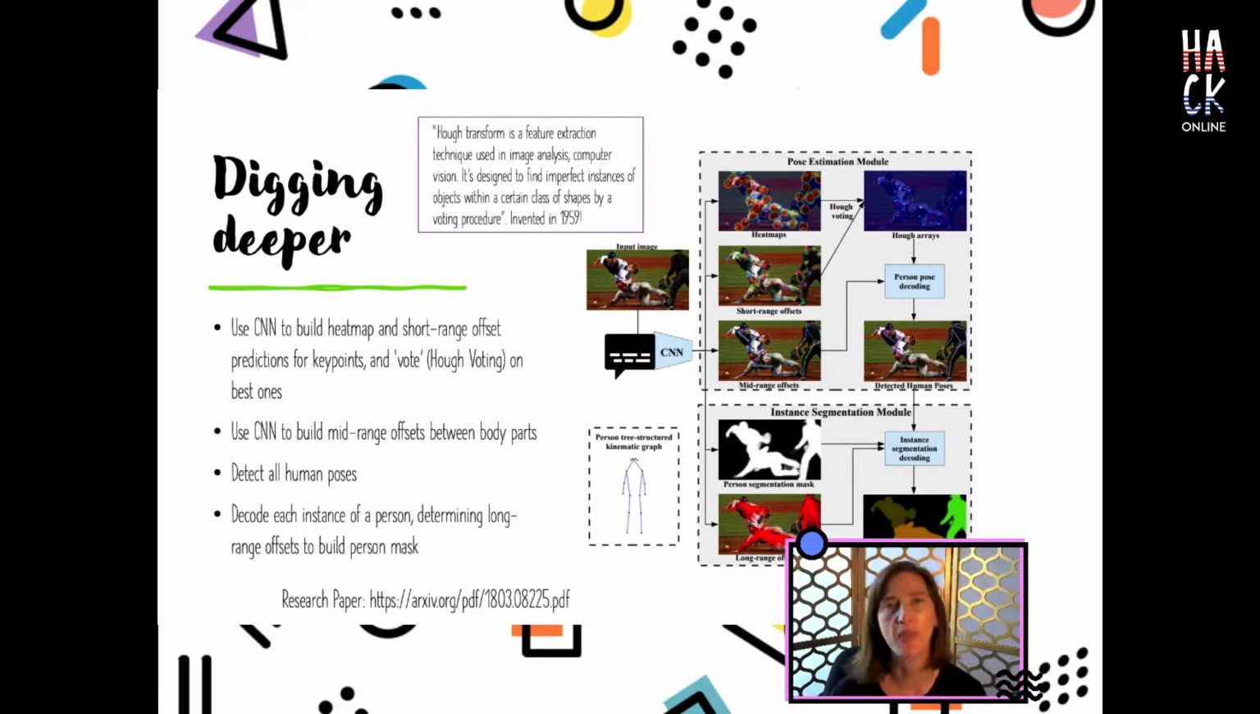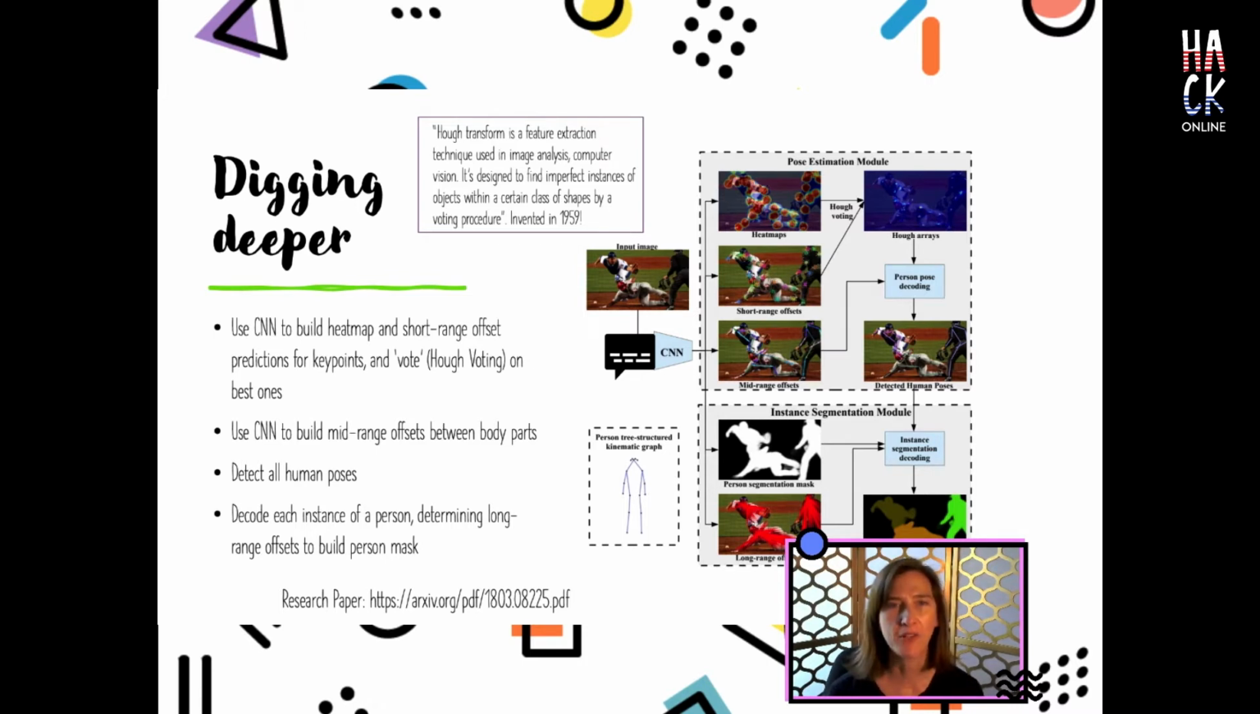And let me just make a note that it's interesting to take a look at Hough arrays and Hough voting. These are based on Hough transform algorithms, which is a feature extraction technique used in image analysis and computer vision, and it's designed to find imperfect instances of objects within a certain class of shapes by means of a voting procedure, and it was actually invented in 1959 and I believe patented in 1962, so it's been around a long time. And it's really interesting to see how these older technologies are being kind of used and revived and revised nowadays and put to very interesting use cases.